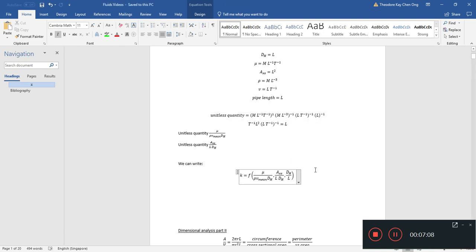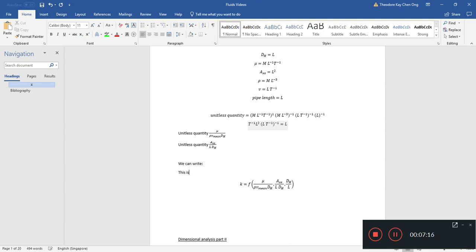So again, this is guesswork, but it's more refined guesswork. So instead of plotting K versus the pipe length or the velocity, you plot it against this value here, and you plot it against this value here. And you still need to do experiments.